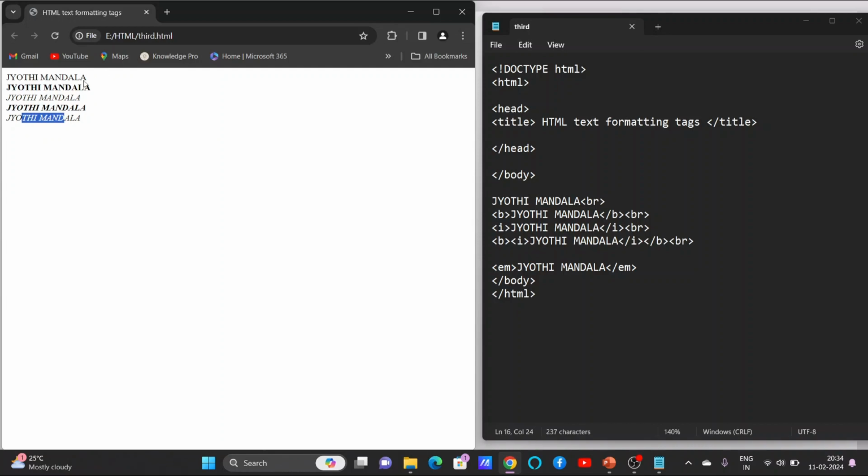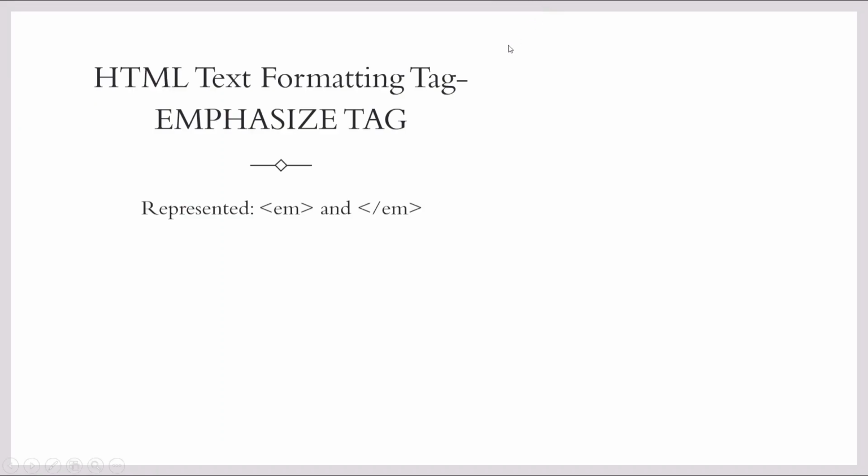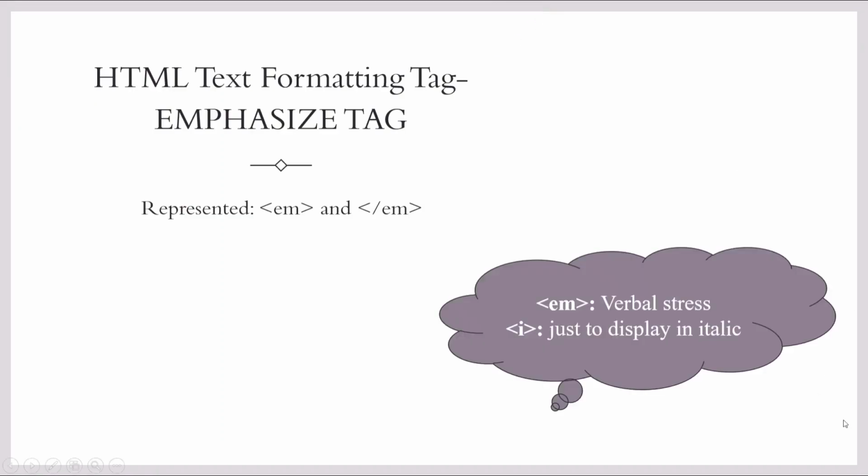You may not observe the difference between the italic tag and the EM tag on the web page. The use of the EM tag is to indicate to the screen reader to pronounce the words which are embedded in the EM tag with an emphasis using verbal stress, whereas the I tag is used to just display the text in italic. Hope you have understood the difference.